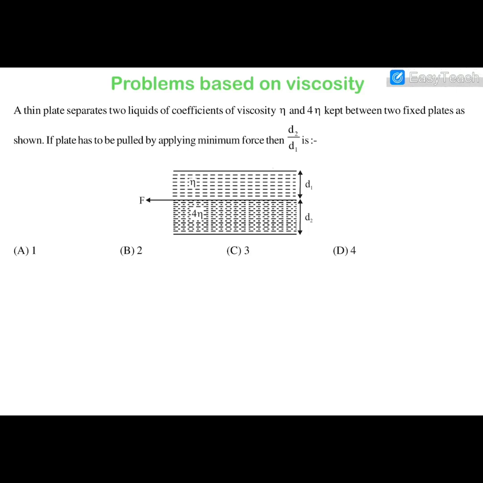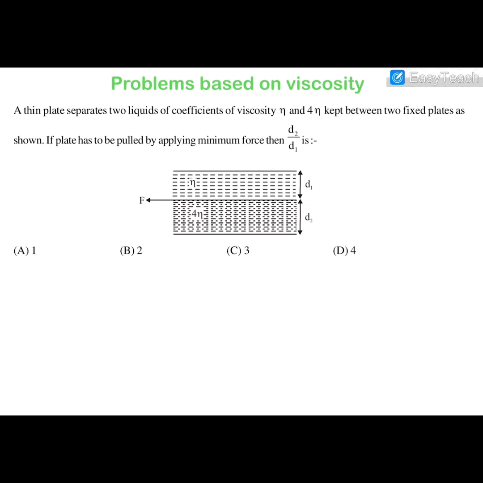In this question, you can see that there is a thin plate which separates two liquids of coefficients eta and 4 eta. So this is a thin plate which is separating these two liquids of coefficient eta and 4 eta. And this thin plate is kept fixed between these two plates. Okay. And this thin plate needs to be pulled outside this arrangement with a minimum force. So we have to find out the value of d2 upon d1.